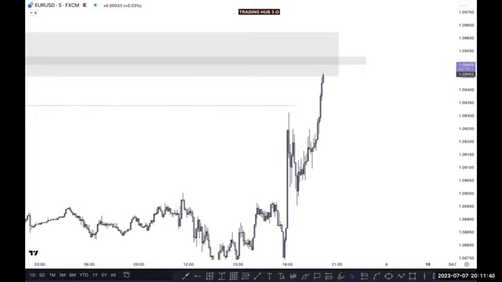A valid sub structure sweep or previous candle. Structure sweep is more high probability compared to the candlestick sweep.